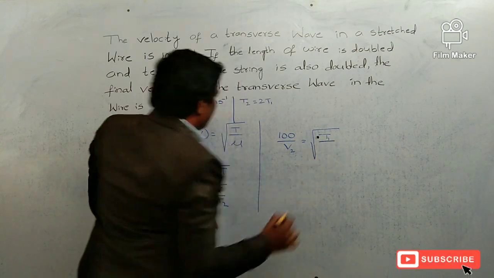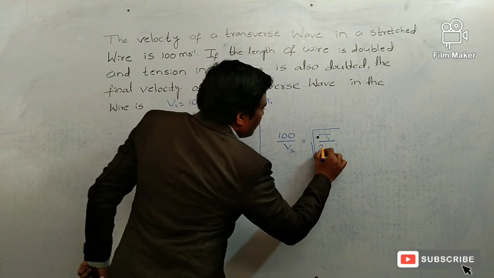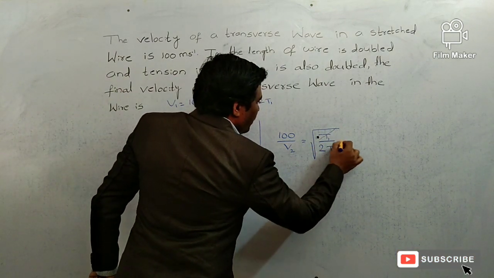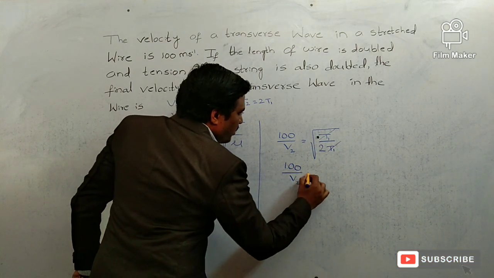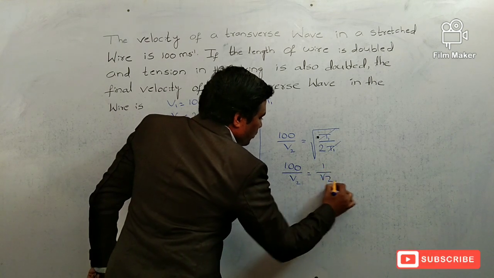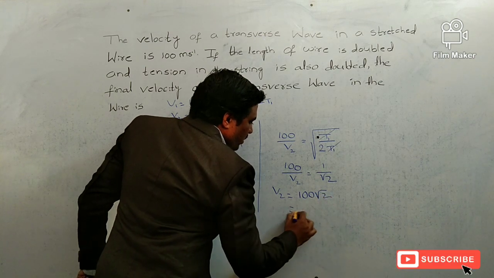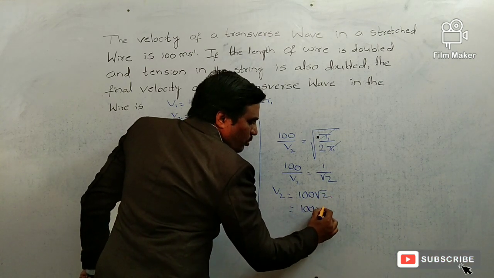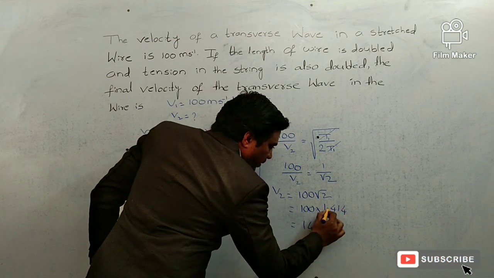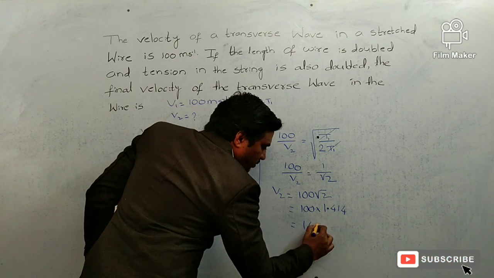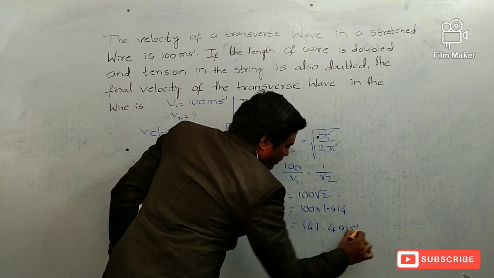T2 means it is doubled, the tensional force is doubled, so it is 2T1. T1 gets cancelled, so 100 by V2 equals 1 by root 2. So V2 equals 100 root 2. The root 2 value is 1.414, so it becomes 141.4 meter second inverse.